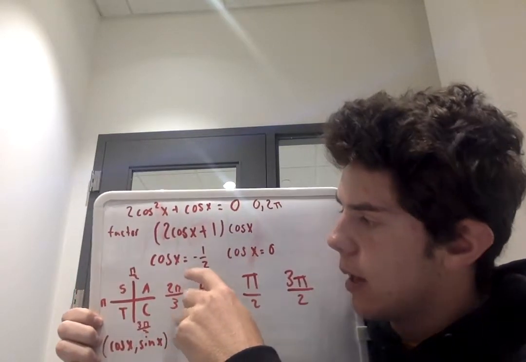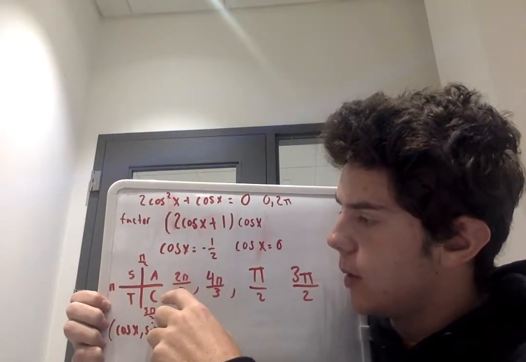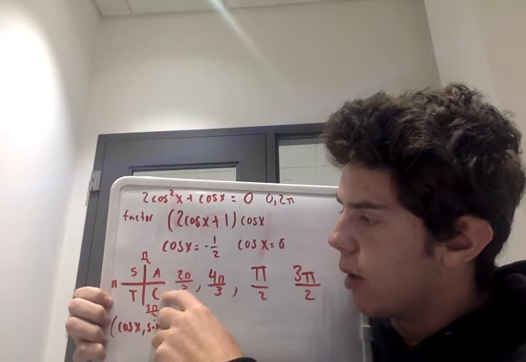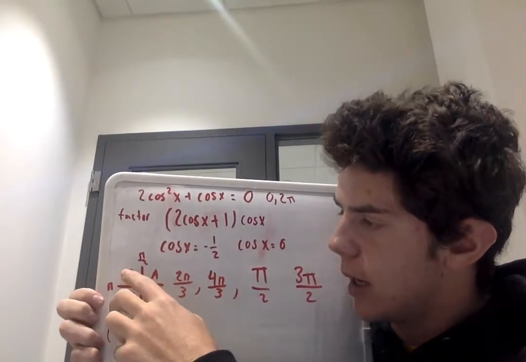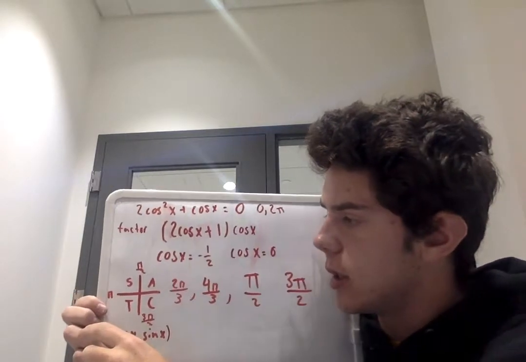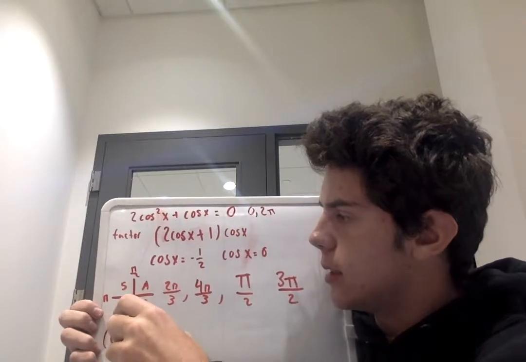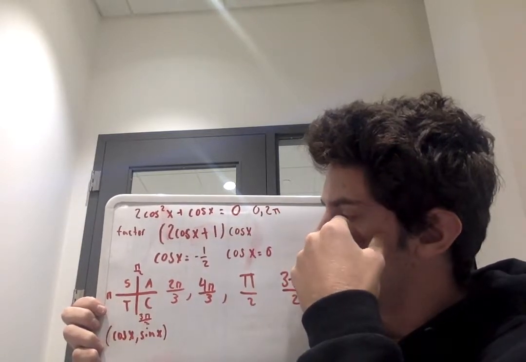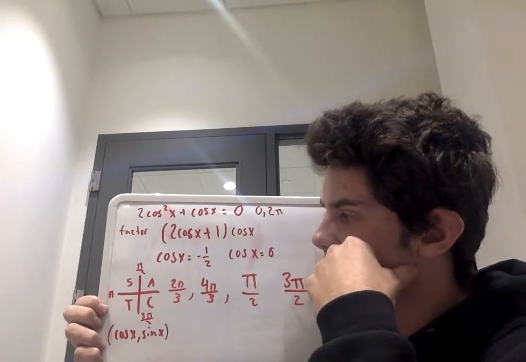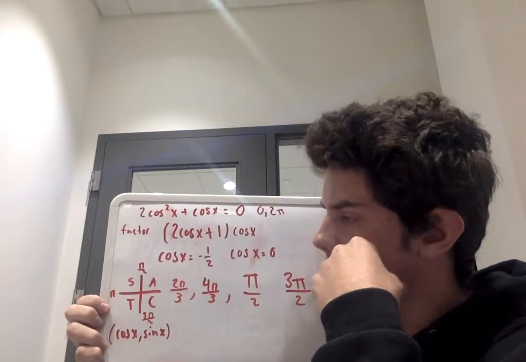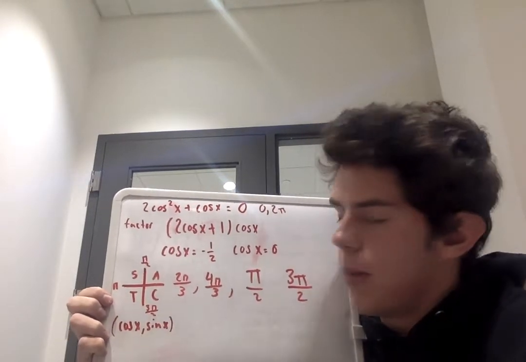And then when we look at cosine x equals negative 1 over 2, we know that it can't be in quadrant 4 and quadrant 1, because that is where cosine is positive. So we know it has to be in the other two quadrants. And we know that cosine x is equal to 1 over 2 at pi over 3, because it would be equal to cosine 60. So we know it's cosine 60, so that would be pi over 3.